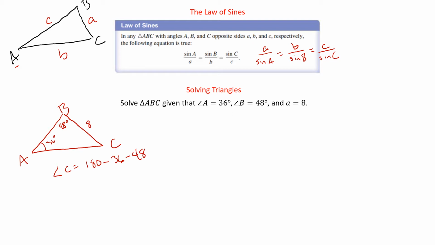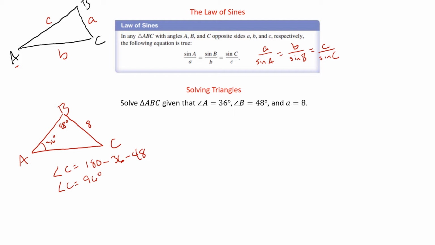which is, there's my calculator. Not that I need it for this one, but you will need a calculator for a lot of these though, because we're going to end up with a sine of 36 degrees. That is not something you're going to know in your head. So angle C is 96 degrees. That's one of the pieces.